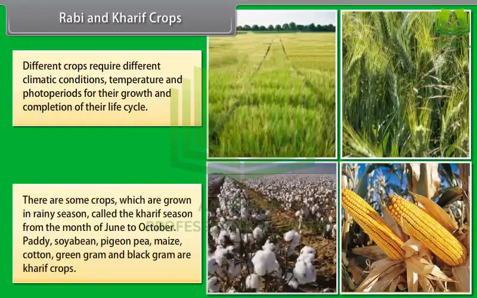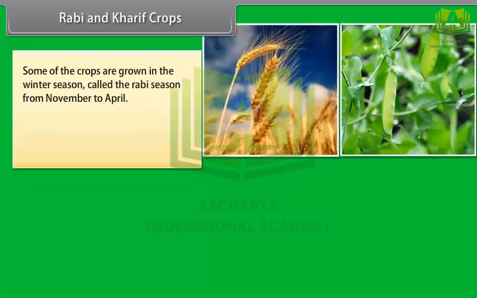There are some crops which are grown in rainy season called the Kharif season from the month of June to October. Paddy, soybean, pigeon pea, maize, cotton, green gram and black gram are Kharif crops. Some of the crops are grown in the winter season called the Rabi season from November to April. Wheat, gram, peas, mustard, linseed are Rabi crops.